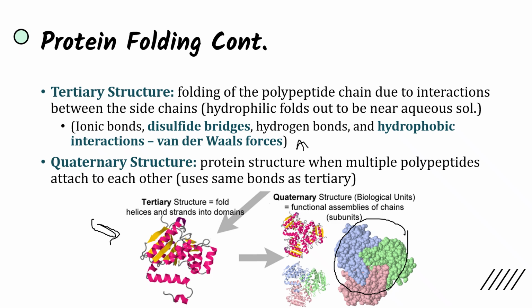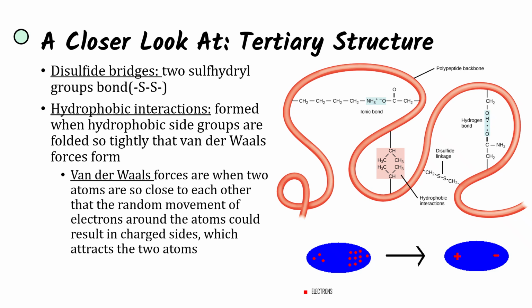So now let's take a closer look at tertiary structure. So we know about ionic bonds, a bond between a positive and a negative ion. We know about hydrogen bonds, due to the electronegativity of oxygen causing a partially positive charge on the hydrogen, and then a partially negative charge on the oxygen, creating a hydrogen bond. But we also have some new bonding that we haven't talked about yet. There are disulfide bridges, which are bonds between two sulfhydryl groups, so two sulfur atoms.